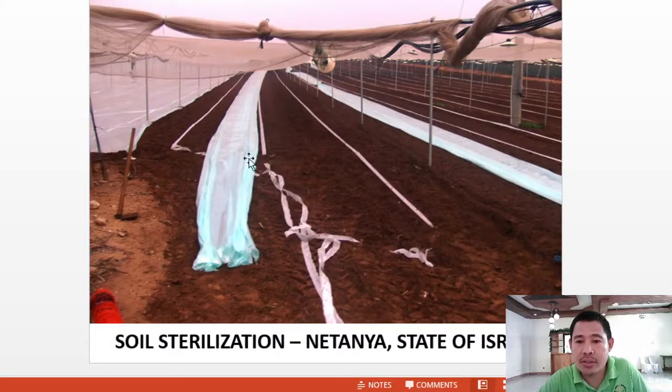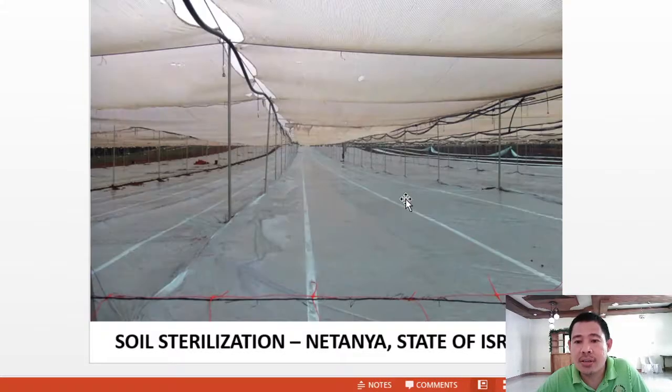So the soil will be covered with this type of plastic. This is a plastic tube where the chemical is to be pumped, a gas. So here, as you can see, the whole field is covered with plastic sheet. You can see the white lines. These are the plastic tubes wherein the gas will flow, and then it will spread in the soil.